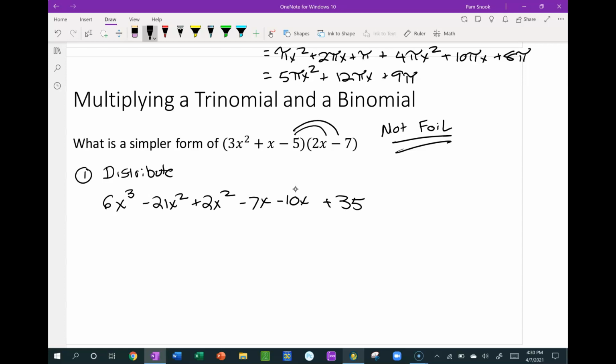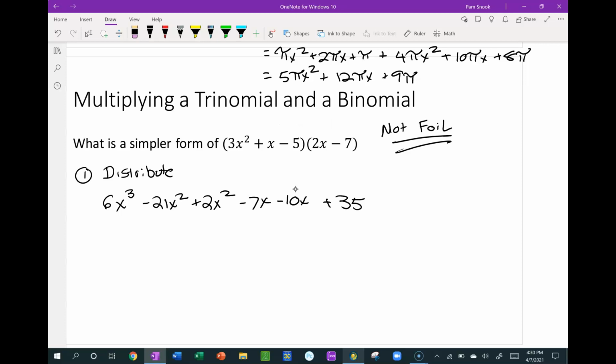So I want you to notice when I did a trinomial times a binomial, I ended up with 1, 2, 3, 4, 5, 6 terms, whereas when we did a binomial times a binomial, that was 4 terms. And that's not coincidence. You just take your number of terms in your first one, which was 3 here, multiply the number of terms in the second, and that's why I know I'm going to get 6 terms here.